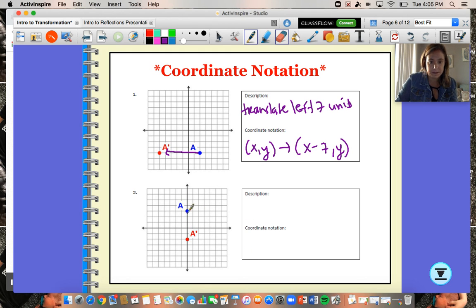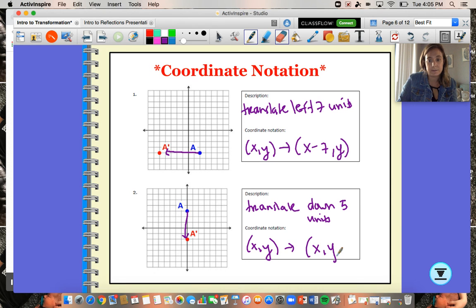What about this one? It's going to go from here to here. So I'm going to go down 1, 2, 3, 4, 5. Translate down 5 units. XY becomes X, Y minus 5.